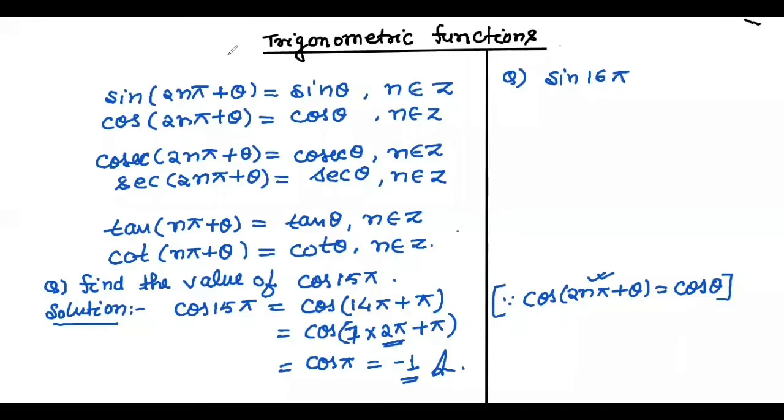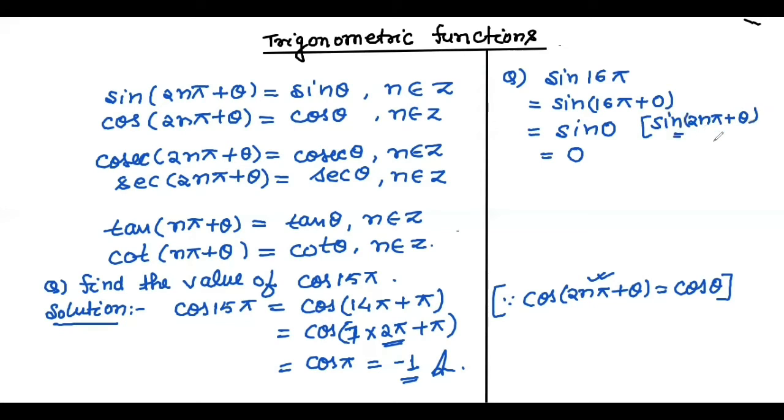One more question we'll discuss. We have to find the value of sine of 16 pi. So we can write it as sine of 16 pi plus 0, because 16 pi is a multiple of 2 pi. So finally we can write it as sine 0, and sine 0 we know is 0. And here we are using sine of 2n pi plus theta equals sine theta.